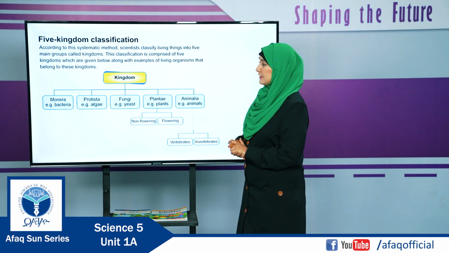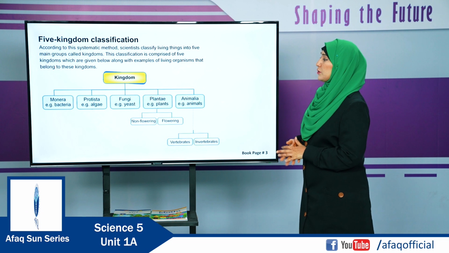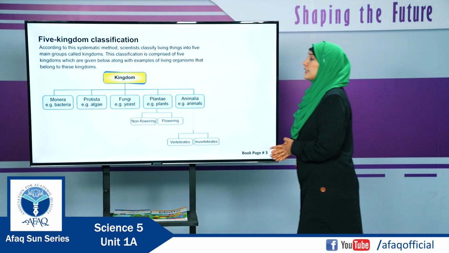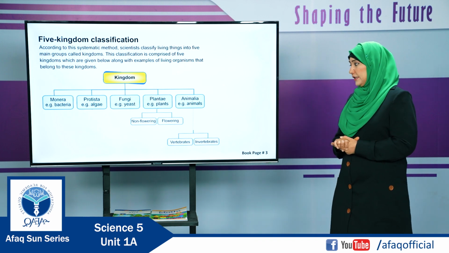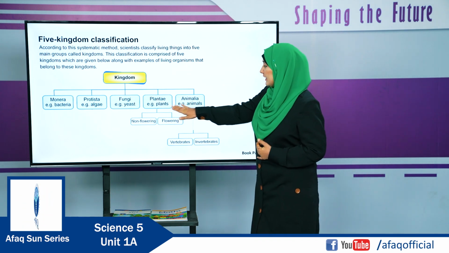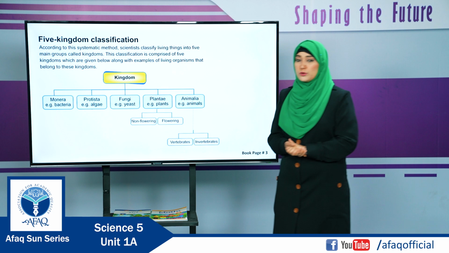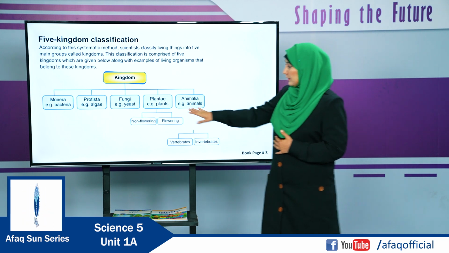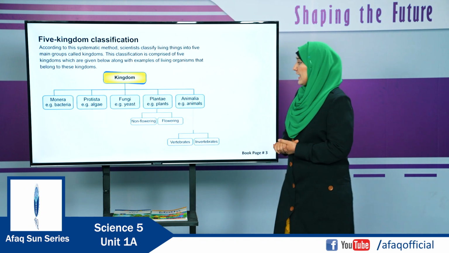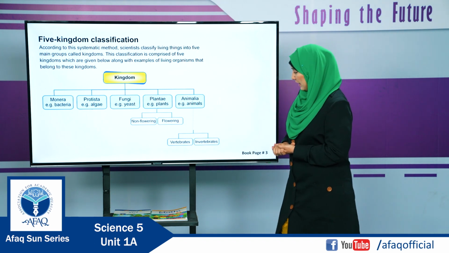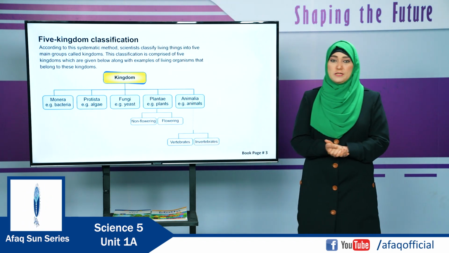The number 1 is kingdom Monera, number 2 is Protista, number 3 is Fungi, number 4 is Plantae, and then it is Animalia. The kingdom Plantae and Animalia are further divided into 2 subgroups. Kingdom Plantae is divided into non-flowering plants and flowering plants, and kingdom Animalia is divided into vertebrates and invertebrates.